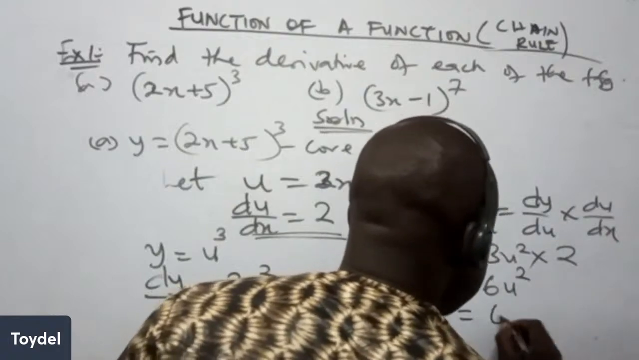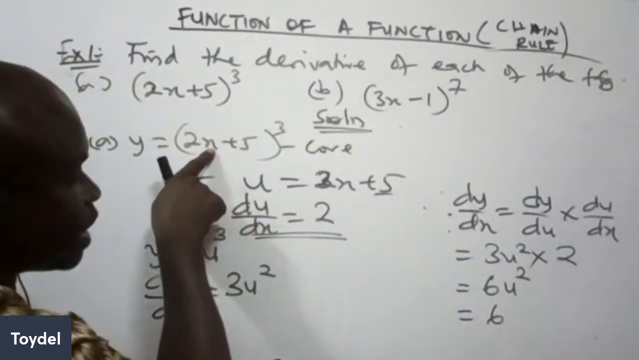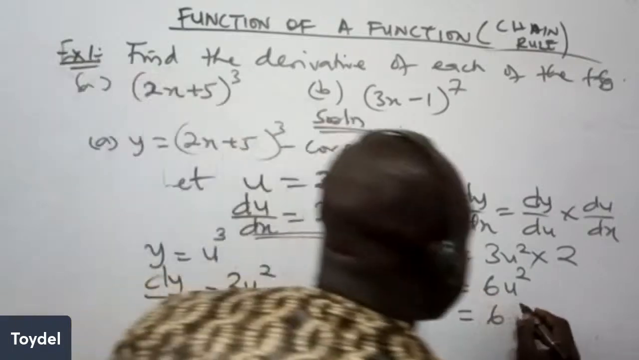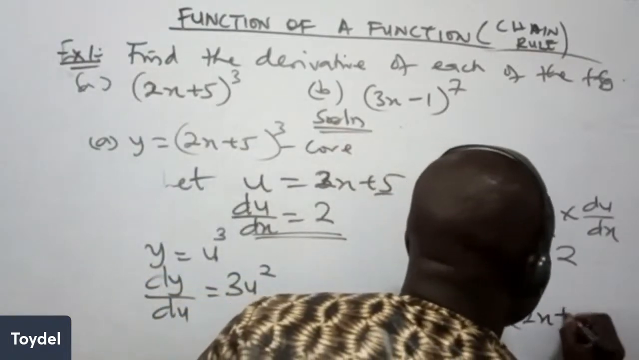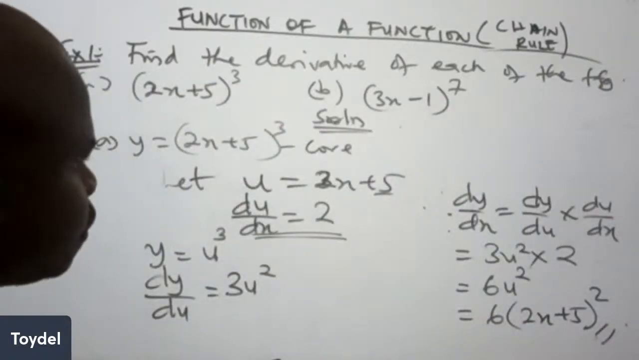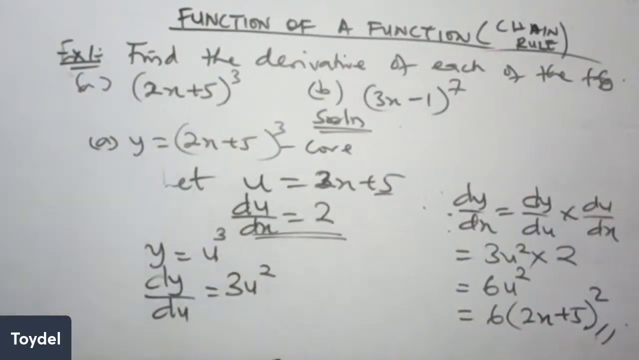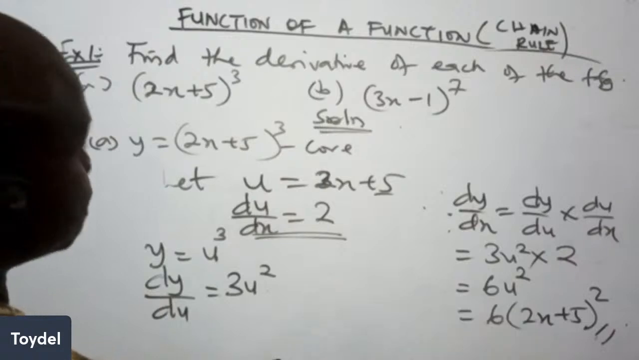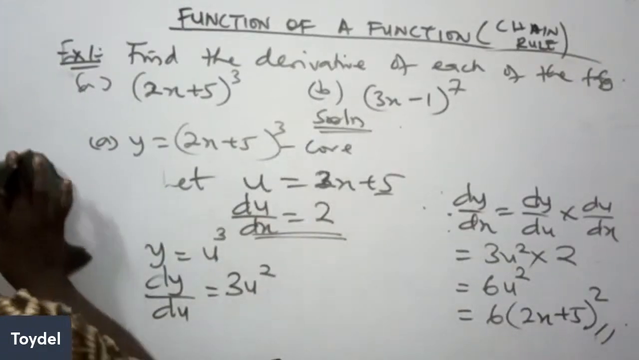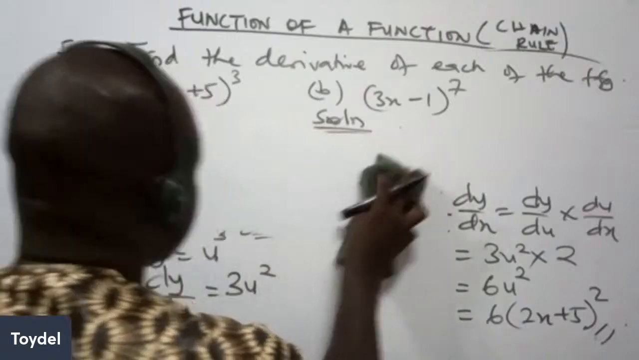We are given the function in the form of x, not u. So I will recall u is given as what? 2x plus 5. So I'm going to have 6 into bracket 2x plus 5 all squared. And that will be the value of my dy/dx. So when we have this question in this form, maybe raised to the power of n, then we are expected to use function of a function or chain rule to be able to differentiate such a problem.